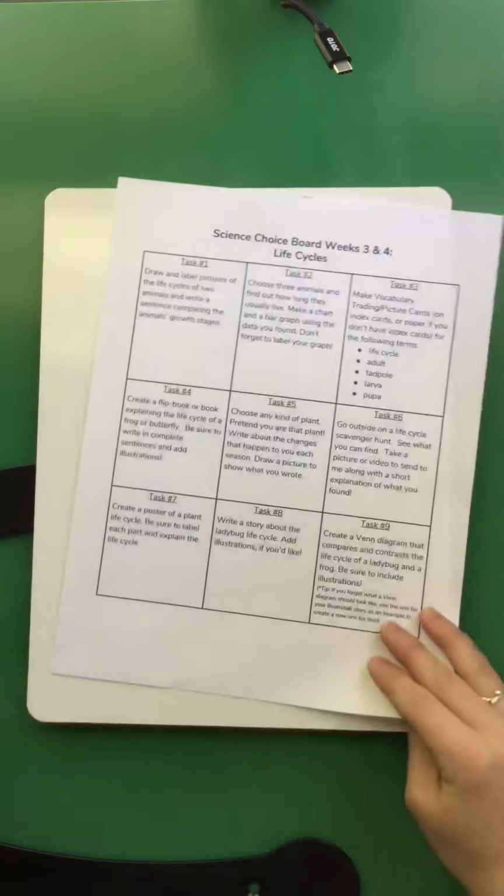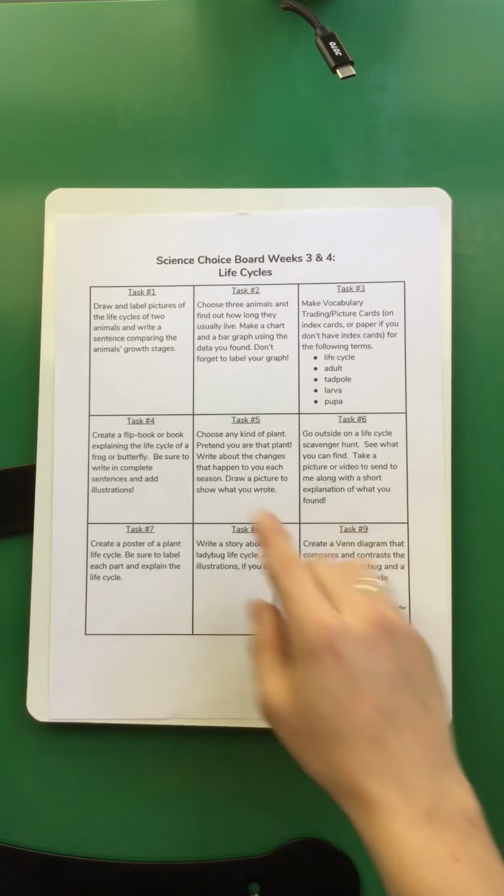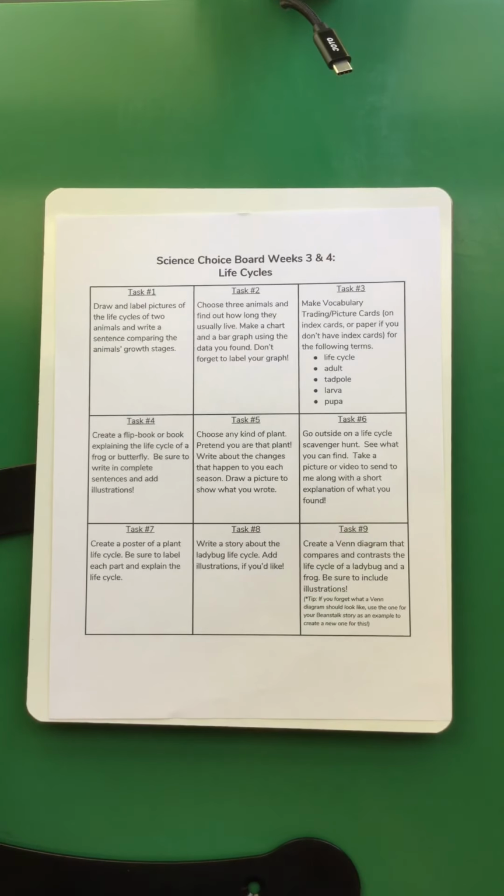Let's look at your choice board. Number 1 says draw and label 2 pictures of the life cycles of 2 animals and write a sentence comparing the animals' growth stages. So this can be any 2 animals that you want. You could even do a butterfly versus a ladybug or a dog versus a cat. However you want to do that, just know that you need to pick animals you either know about or have the ability to research if you don't know. A chicken would be an interesting one too.